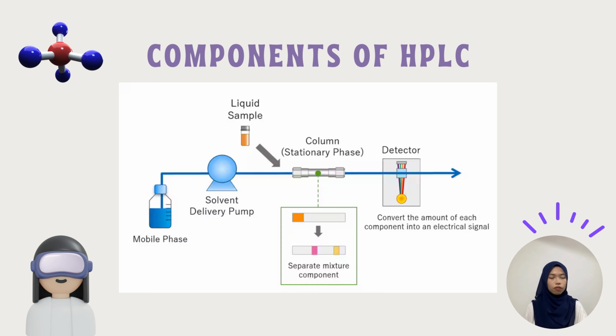So, it will start from the mobile phase, next to the solvent delivery pump, which pushes the solvent. Next, the column or stationary phase will separate the components sent to the detector to detect metformin and generate a chromatogram, and finally, the data system will analyze the result.